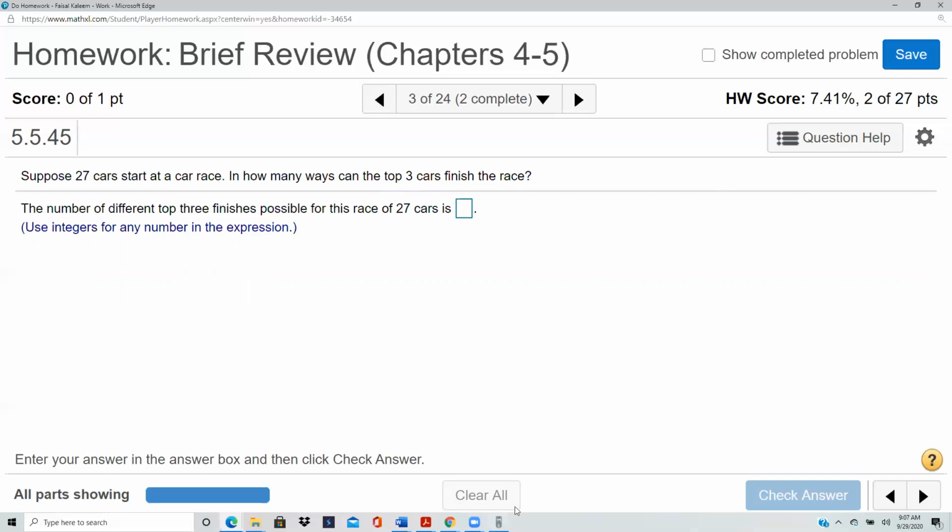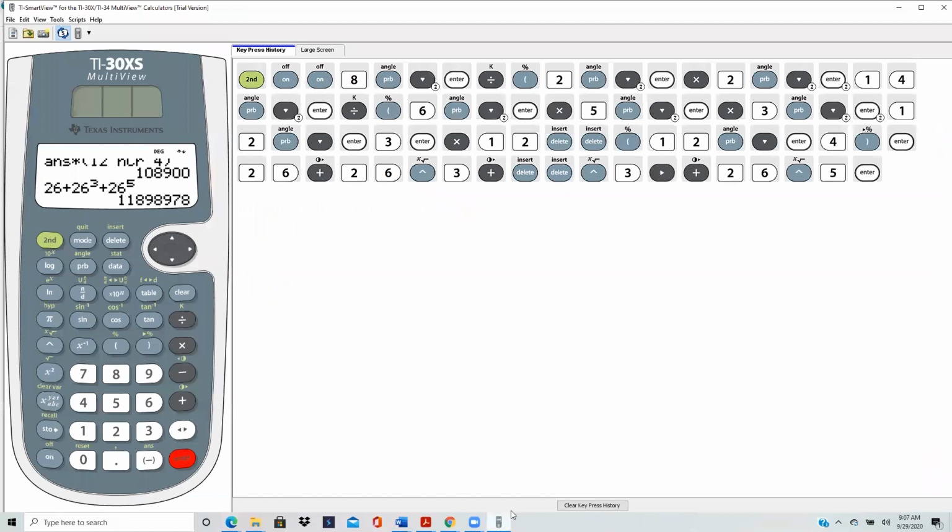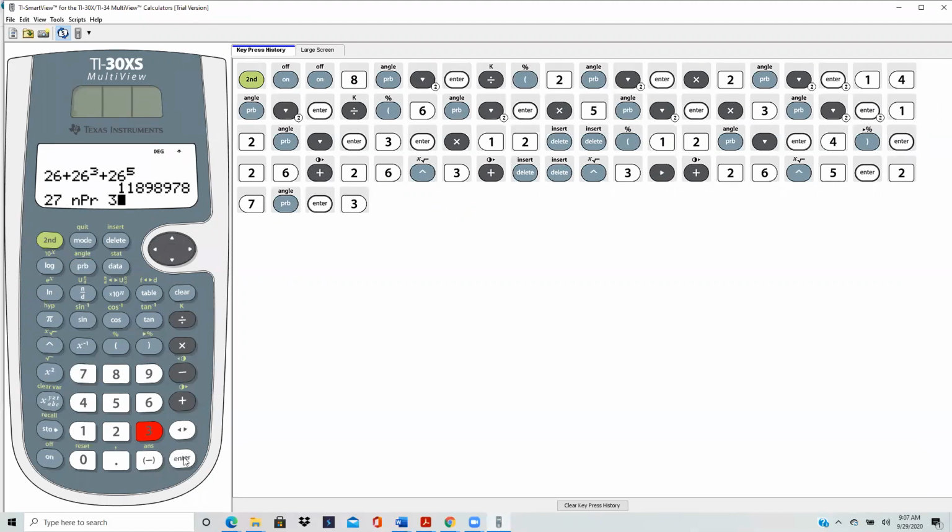Permutation. So 27P3. It's already on P, so 3. And that's 17550.